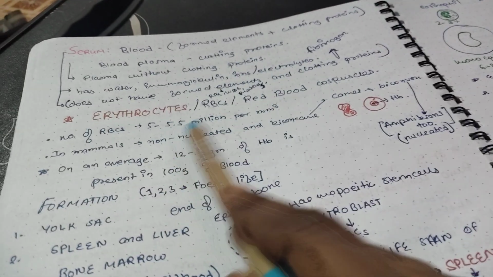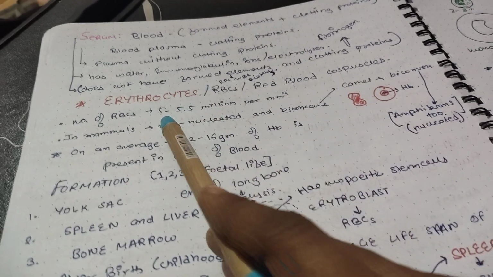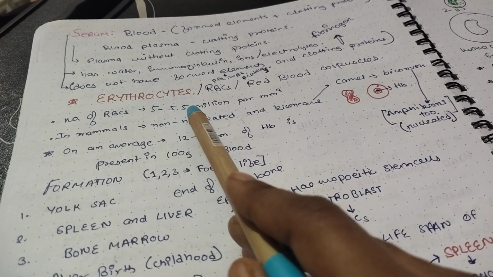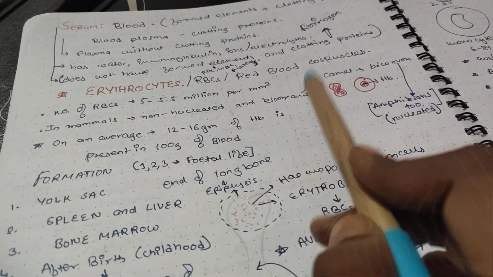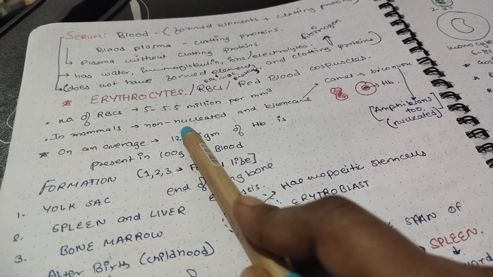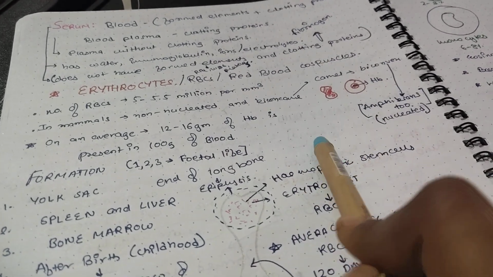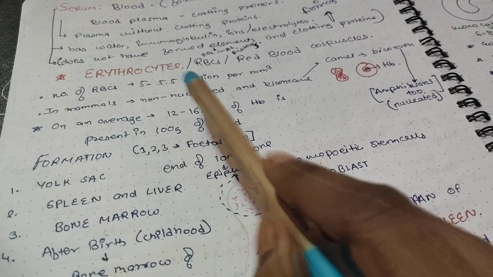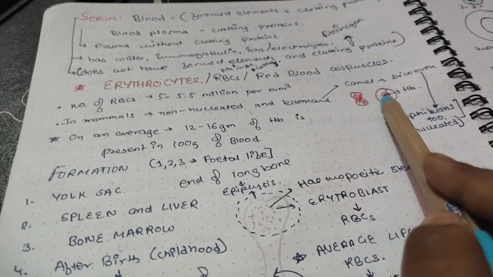What are erythrocytes? Erythrocytes are RBCs, red blood cells, red blood corpuscles. Number of RBCs is 5 to 5.5 million per millimeter cube. In mammals, they are non-nucleated and biconcave, but in most of the mammals, not all the mammals. In camel, it's biconvex, and in amphibians, they are nucleated. On average, 12 to 16 grams of hemoglobin is present in 100 grams of blood.